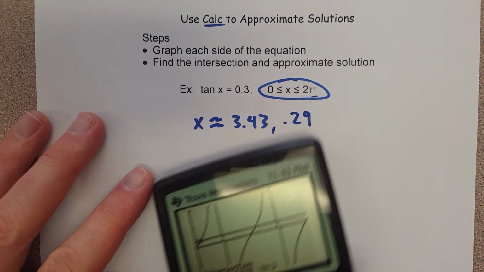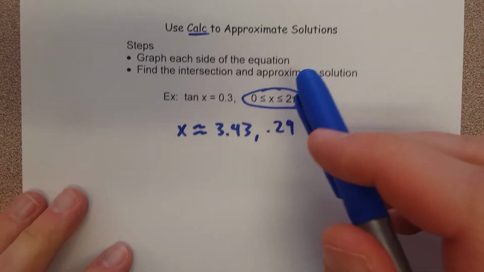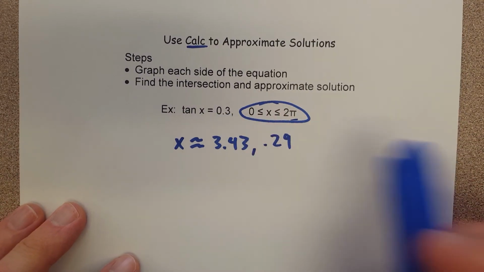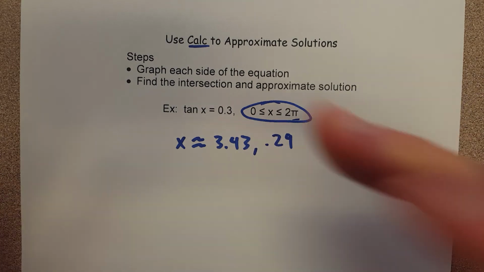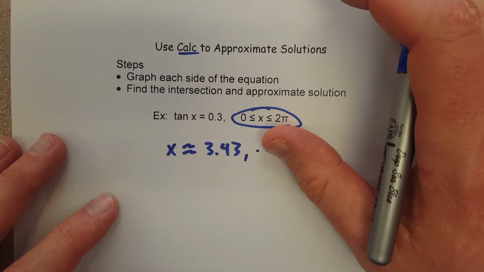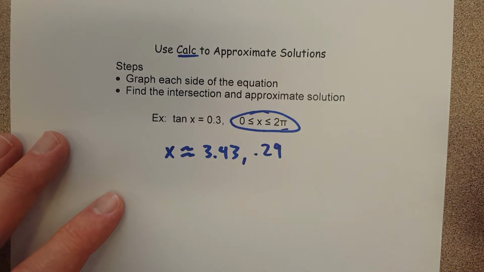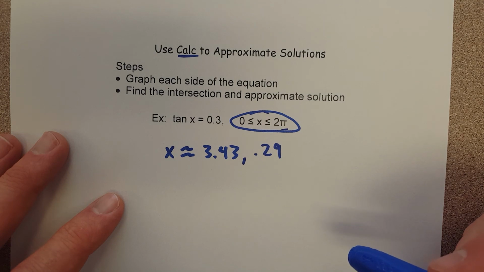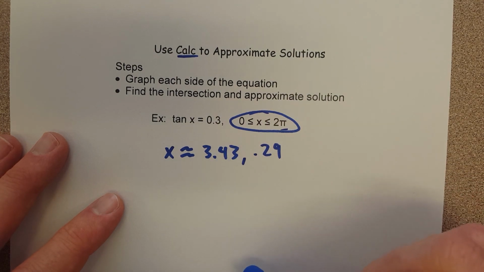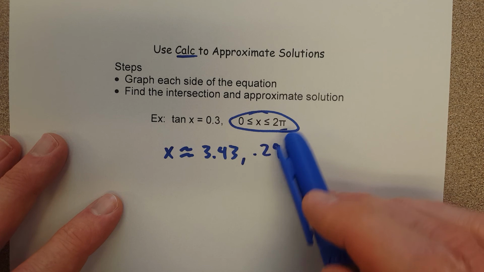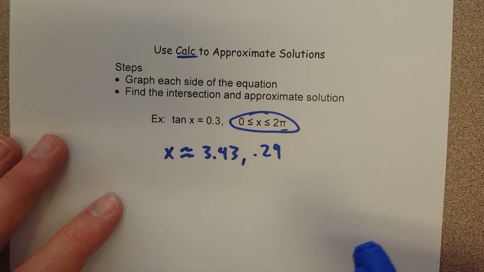So like yesterday, we need to graph each side of the equation, put it on the calculator, maybe refine the window a little bit to make it a little more clear, and then let the calculator do the work finding the intersection points. And these are in radians. Keep that in mind, that if this is radians, then your answer will be in radians as well.